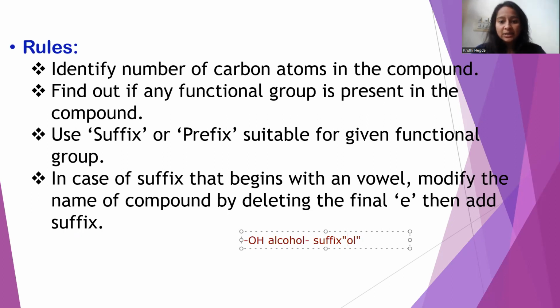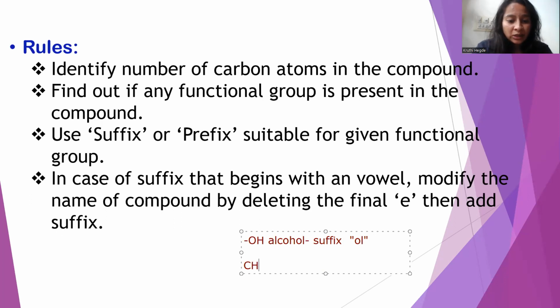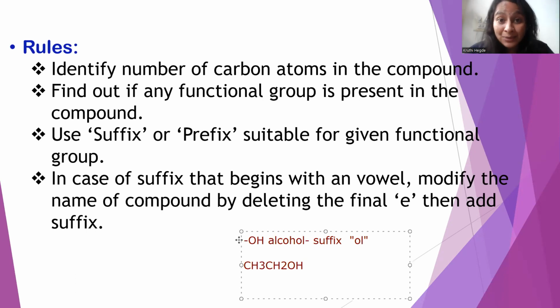A suffix means it is added at the end. A prefix means it is added before the name. So we have to add the suffix OL. For example, the given compound is CH3CH2OH. Let us take CH3CH2OH. So here, how many carbon atoms are there? 2 carbon atoms are there.